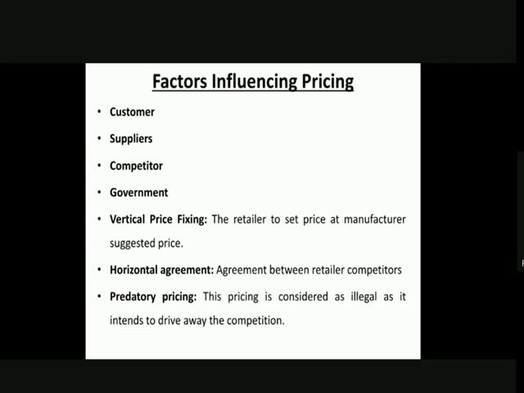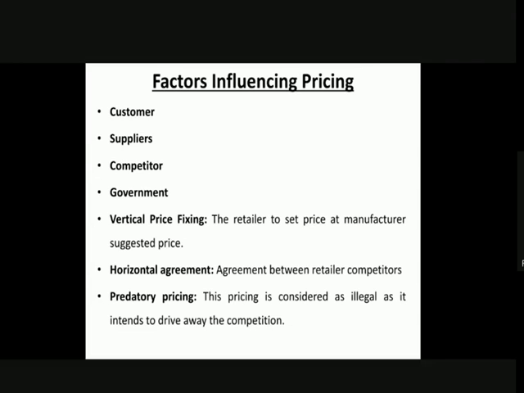When we're talking about horizontal agreement, this is where your price is going to be fixed by a group of competitors, because some competitor can sell at a very below-margin price sometimes. Because of that, a pricing war may happen between the different competitors, and it may be difficult for all the competitors to gain the market once again at a price which can be sustained.